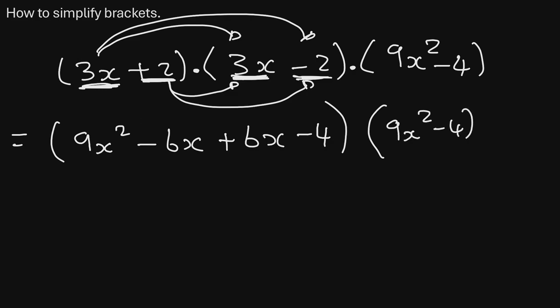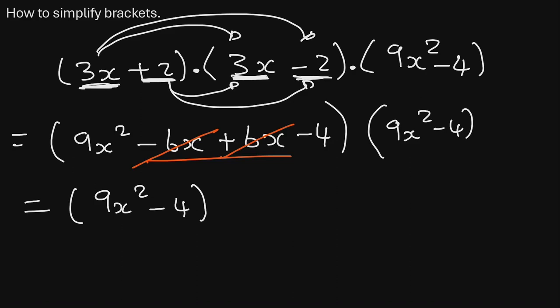But first, before we do that, we can just add the like terms so that we simplify this and we don't have big numbers. So now we can clearly see we have negative 6x and positive 6x, which are going to cancel out and give us 0. So now this will simplify to be 9x squared minus 4. And then we still have another bracket, which is 9x squared minus 4. So now we just have what?